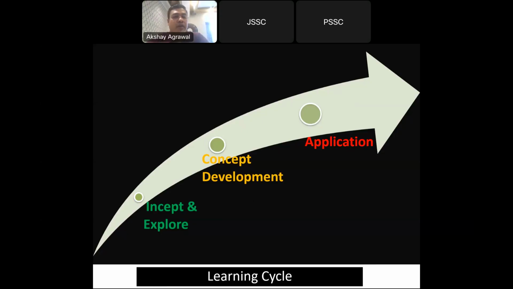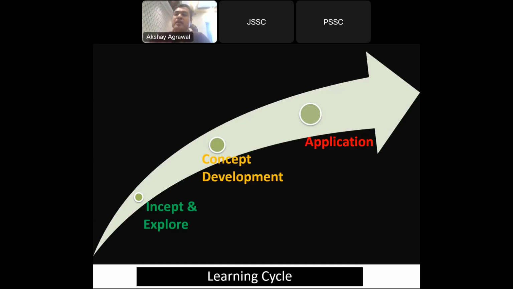So now I would like to talk about the learning cycle. See, what happens is there's a cycle which we need to follow, and the learning happens at these different stages. As you can see, we have the part where we incept or explore the concept. Then we have the concept development where we build on the concept, and then we have the application. Let me go into more detail on all of these three.